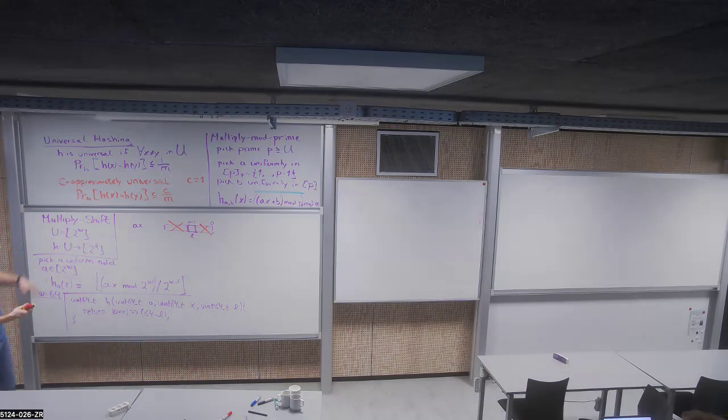So we want to analyze now: we have an x and a y that are not the same. We want to argue the chance of collision is small, over the random choice of an odd A.